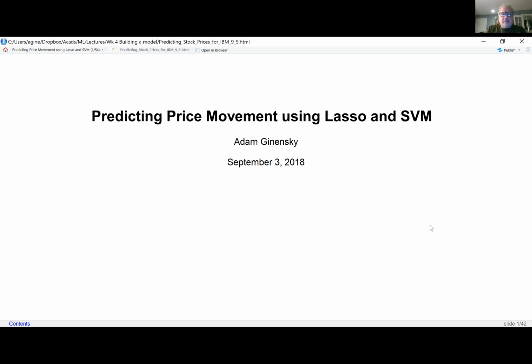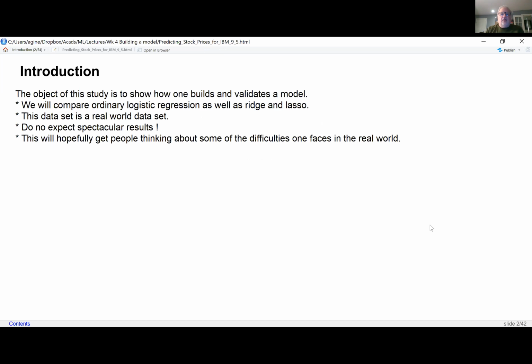What we're going to do here is actually go through how you would attack a problem. So we're going to talk about how you build the models and validate them. And in the end, I don't think I'll get to it all today, but we're going to talk about logistic regression, ridge and lasso. And this is an important point. Do not expect spectacular results.